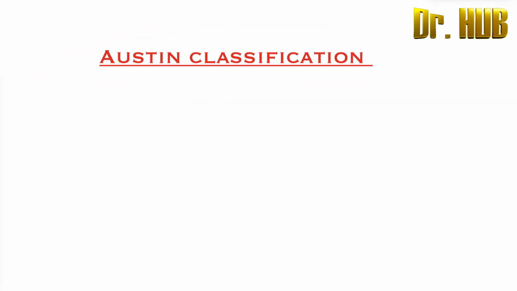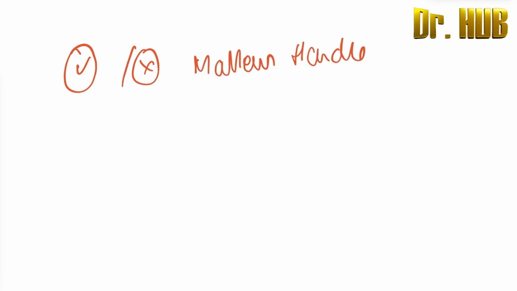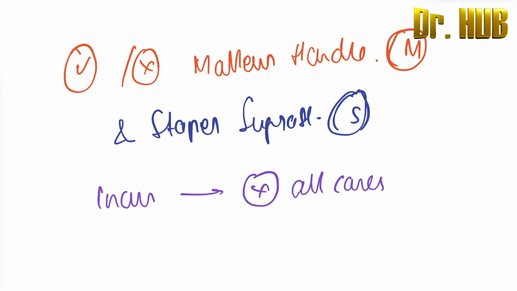Austin classification. This is based on the presence or absence of the malleus handle, which we write as M, and the stapes suprastructure, which is S. Assuming that the incus is absent in all cases, this will be absent in all cases.